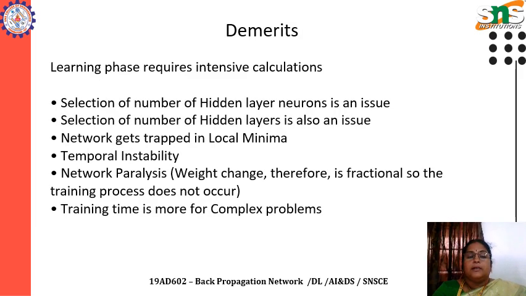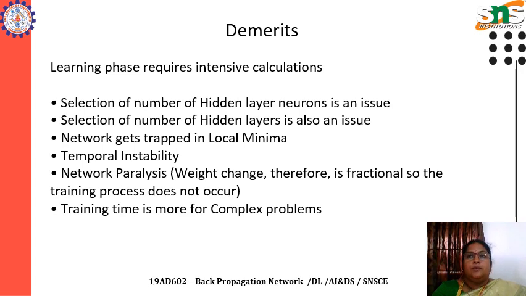And in learning, it has some demerits. Selecting the hidden layers is an issue. As I said, for a shallow network, we have a limited number of hidden layers. But for deep neural networks, or the back propagation network, the number of hidden layers will be more. So which layer has to be selected? Selection of the hidden layer is a drawback in the back propagation network. The network gets trapped in local minima, temporal instability, and network paralysis.